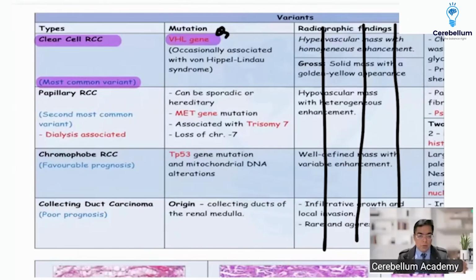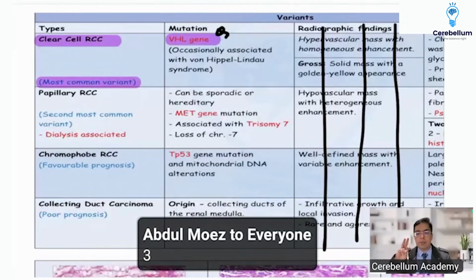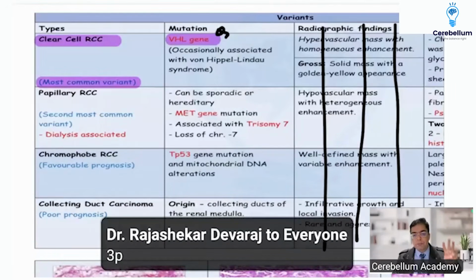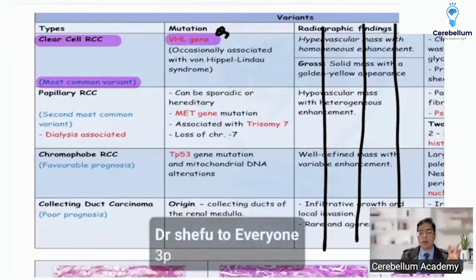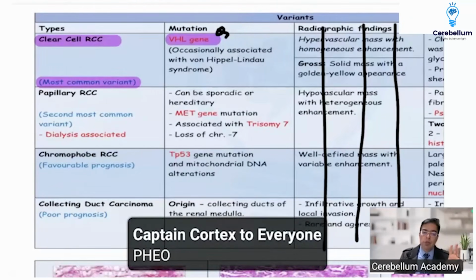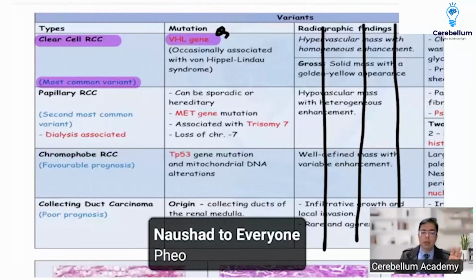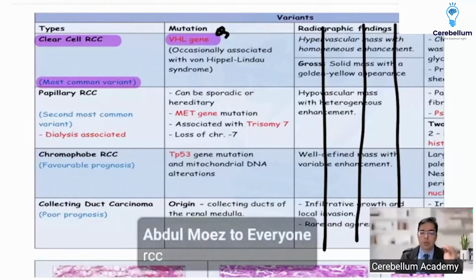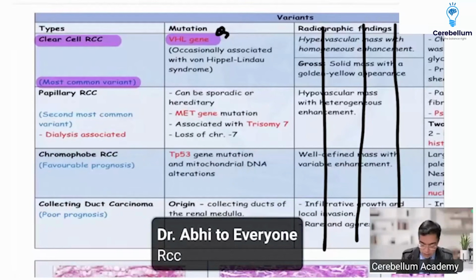Where is it present? Which chromosome? 3 alphabets. The problem is there. 3P. What is the kind of cancer that you see in the adrenal gland of these patients? Pheochromocytoma. What's the problem in the brain? Hemangioblastoma. What's the problem in the kidney? RCC, renal cell carcinoma. Now the question is which type of RCC? And the answer is clear cell type.